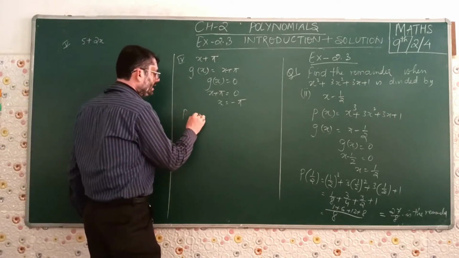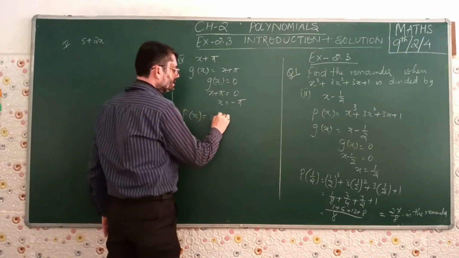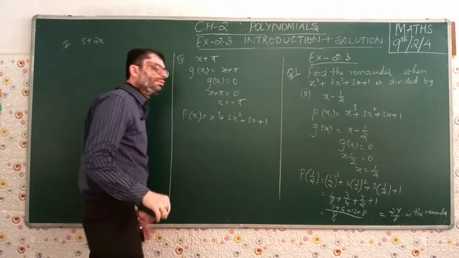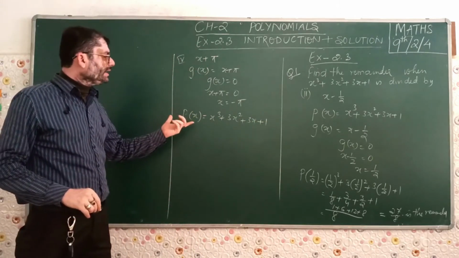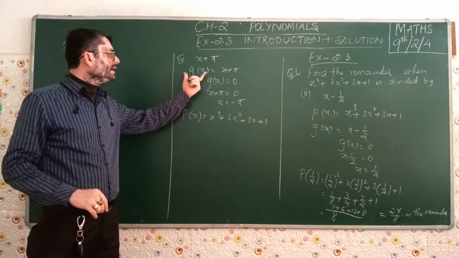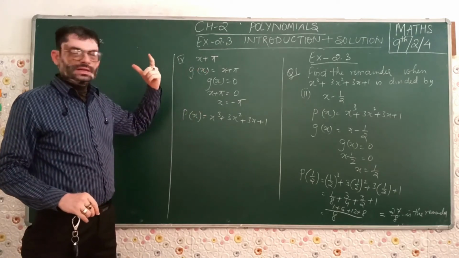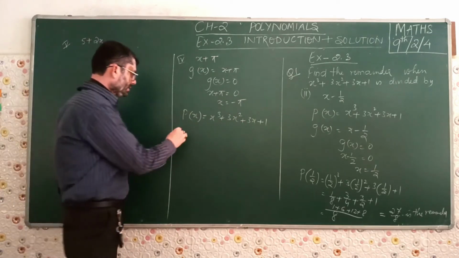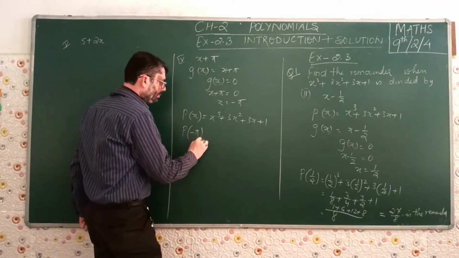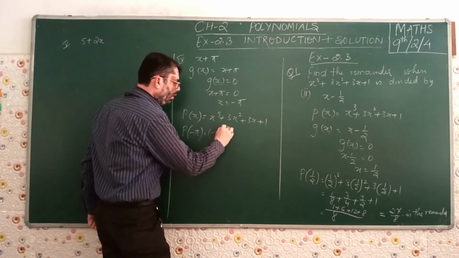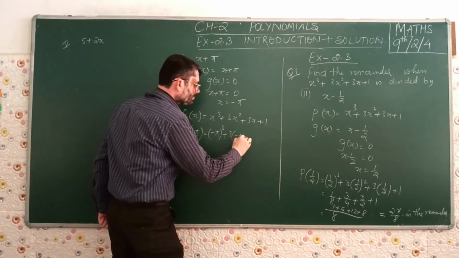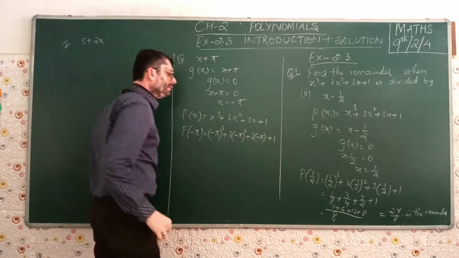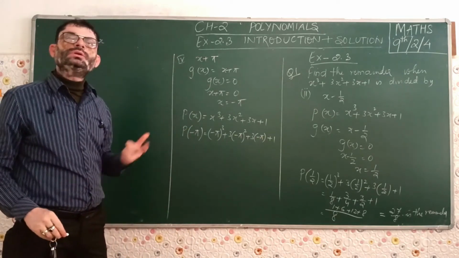Now we are given our polynomial p of x is x cubed plus 3x square plus 3x plus 1. This is the polynomial that is given to us. We need to find the remainder when this p of x is divided by g of x. So by using remainder theorem, we will substitute the value of x in p of x. So this is p of minus pi. This is minus pi whole cube plus 3 into minus pi whole square plus 3 into minus pi plus 1. Everywhere wherever there is x, we substitute the value minus pi.